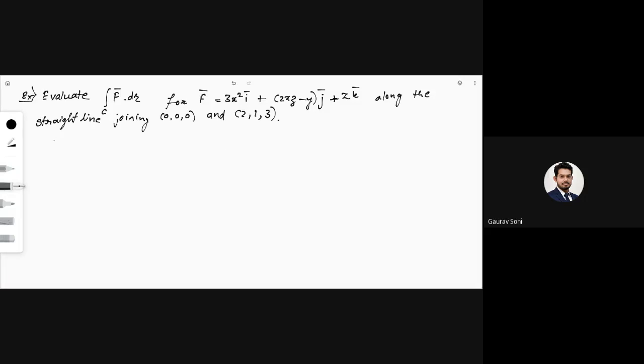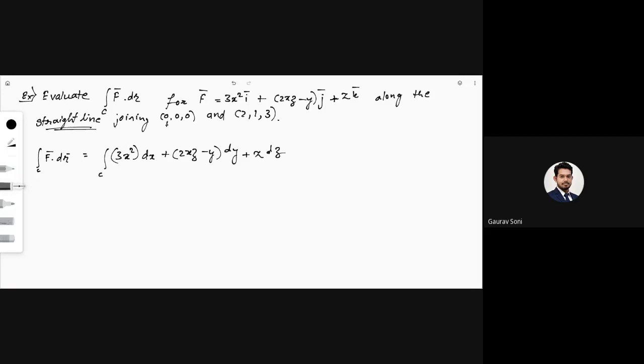Okay, so first of all, the integral over C of F bar dot dr bar. Do this dot product and that will be the integral over C of 3x square dx + (2xz - y) dy + z dz. Now use the parametric equation of a straight line. Once you see a straight line, you should go to the parametric equation of a straight line.